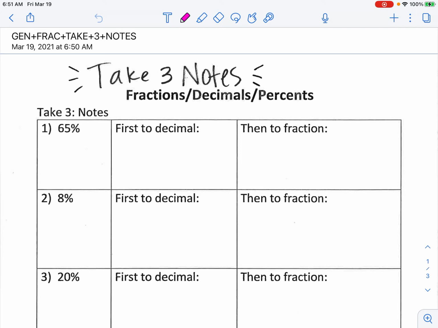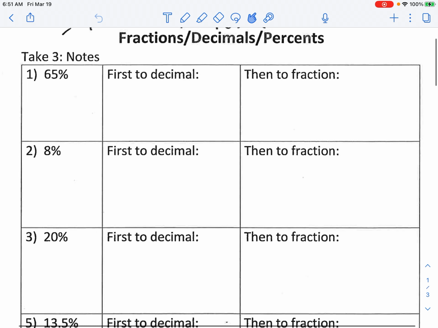Okay, so first thing we're going to look at is converting 65% to a decimal and a fraction. I think it's easiest to first write your percent as a fraction. So I'm going to write 65% as a fraction. We know a percent is out of 100. So I know that 65% means 65 hundredths. If we think about place value with our decimals, this is the tenths place and this is the hundredths place. So 65 hundredths would be 0.65.